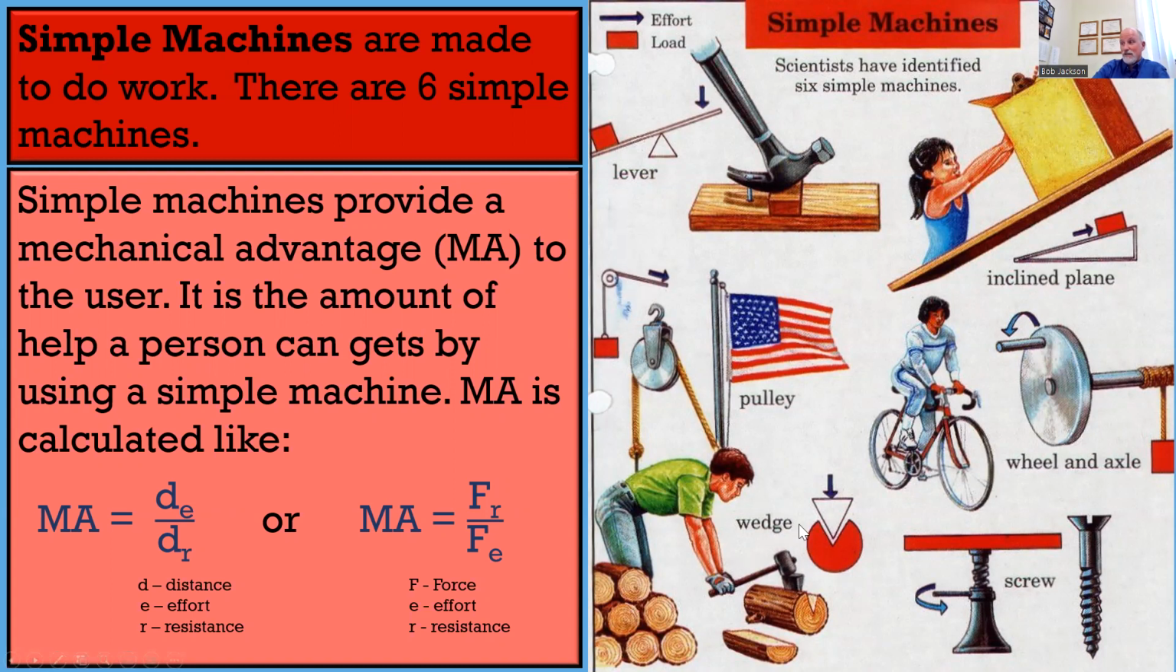Okay, wedges, most common form you see is splitting wood. But it's a wedge-shaped, triangular-shaped piece of metal that you can split wood with. But you also use them in other applications as well. Whereas inclined planes are ramps, either ramps to load stuff or ramps for wheelchairs.